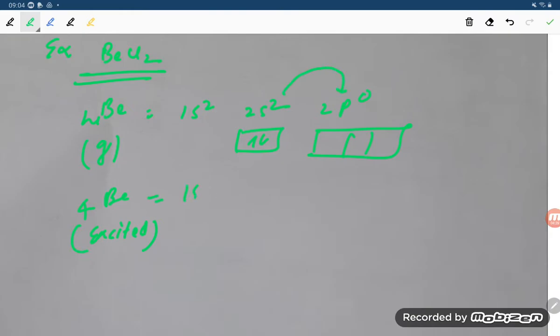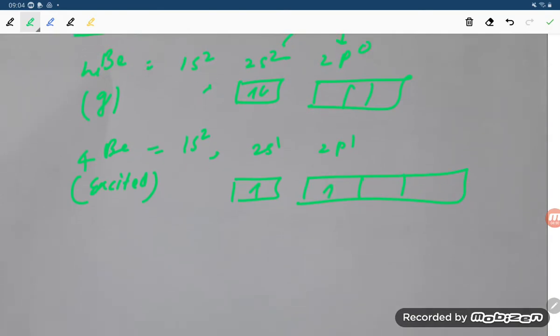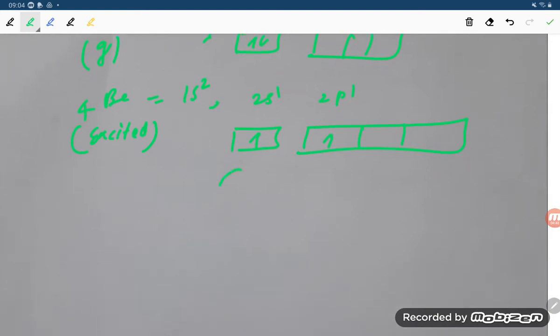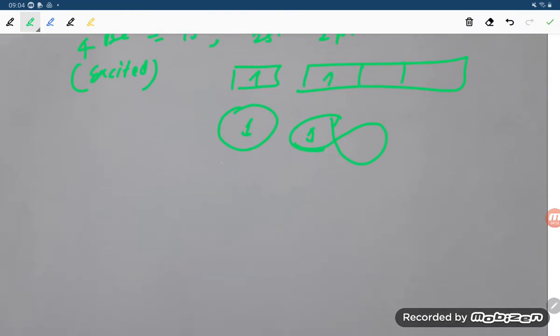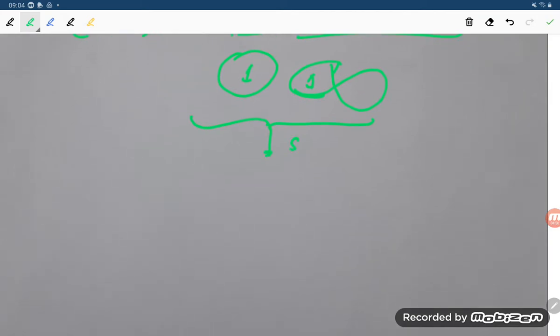The configuration is 1s2, 2s1 and 2p1. Now you can check, there are two unpaired electrons. Earlier there was no unpaired electron, now there are two. The s orbital has one electron, and the p orbital also has one electron. The shapes are different and the energies are different, so they are going to intermix. This is how we get sp hybridization.